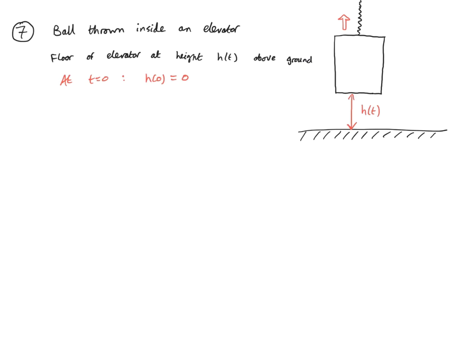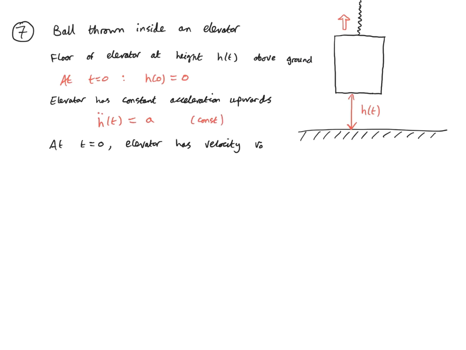Let's also suppose that the elevator is accelerating upwards with a constant acceleration a. So I can express this as h double dot of t is actually equal to a constant a. And that is something that does not change with time. It's a constant. Furthermore, let's say that at t equals 0, the elevator has some particular velocity v0. That means that h dot of t equals 0 is some constant v0.